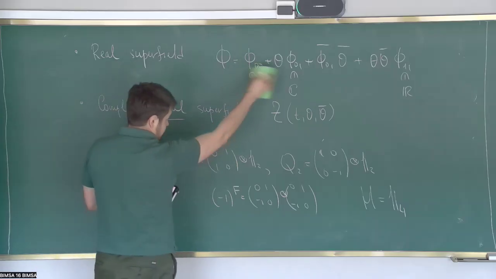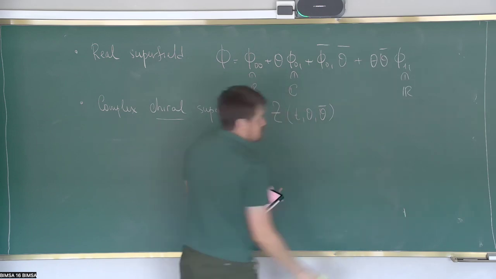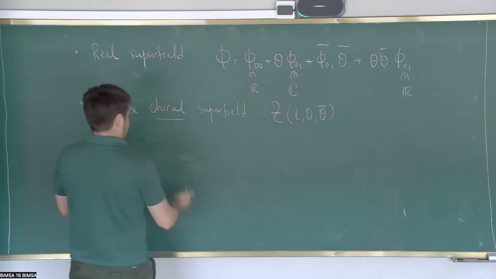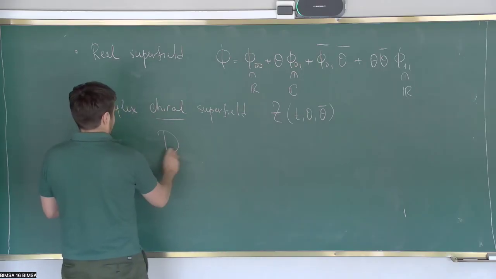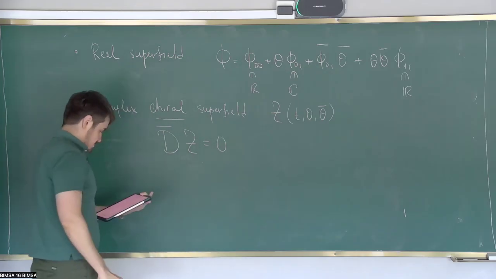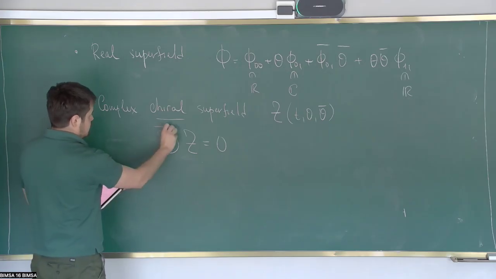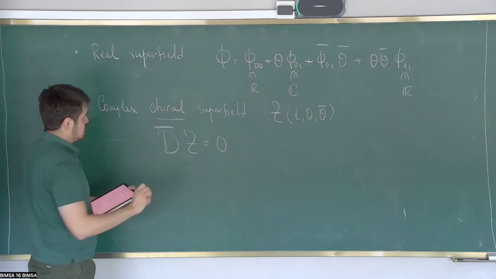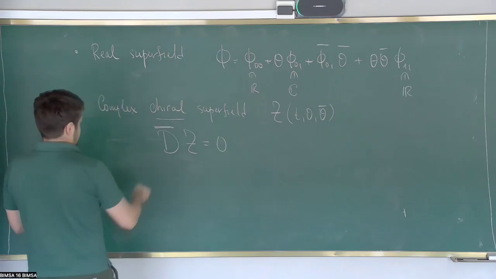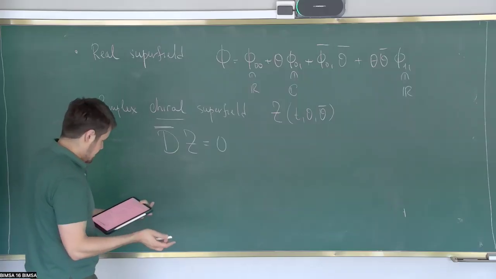Of course, it also has some expansion in thetas. But now we will impose the condition that D bar of Z will be 0. This is some kind of analog in superspace of the holomorphicity condition. That's why we call it chiral. It's holomorphic. You could as well say that D of Z is 0, then it would be anti-holomorphic, or anti-chiral.